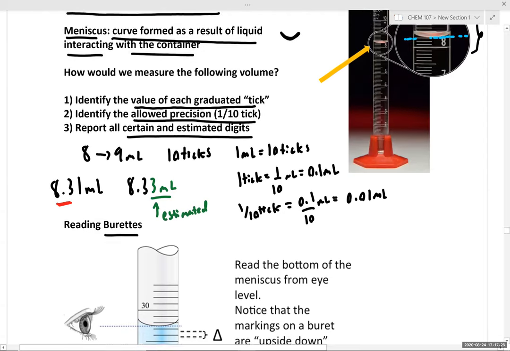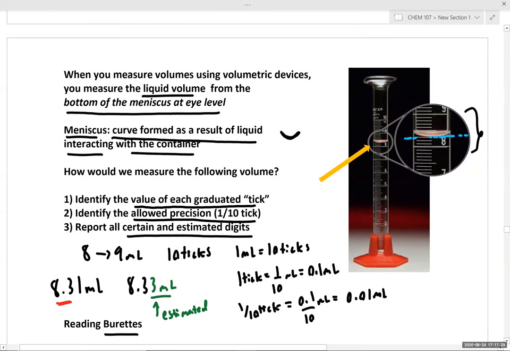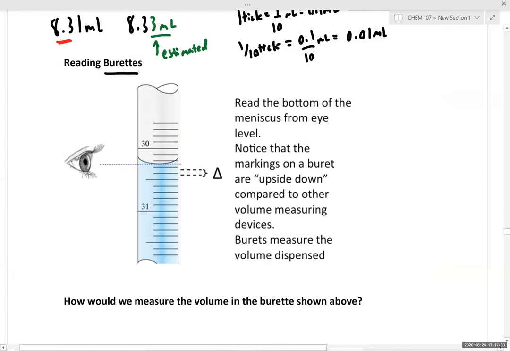So if we look at our graduated cylinder, it counts from 0 to 10 going up. The number 0 starts from the top instead of at the bottom. Exactly. I like to think of a burette as a graduated cylinder flipped upside down. So 0 is on top and typically 50 is on the bottom. A burette is measured from top to bottom because a burette tells you the volume dispensed.